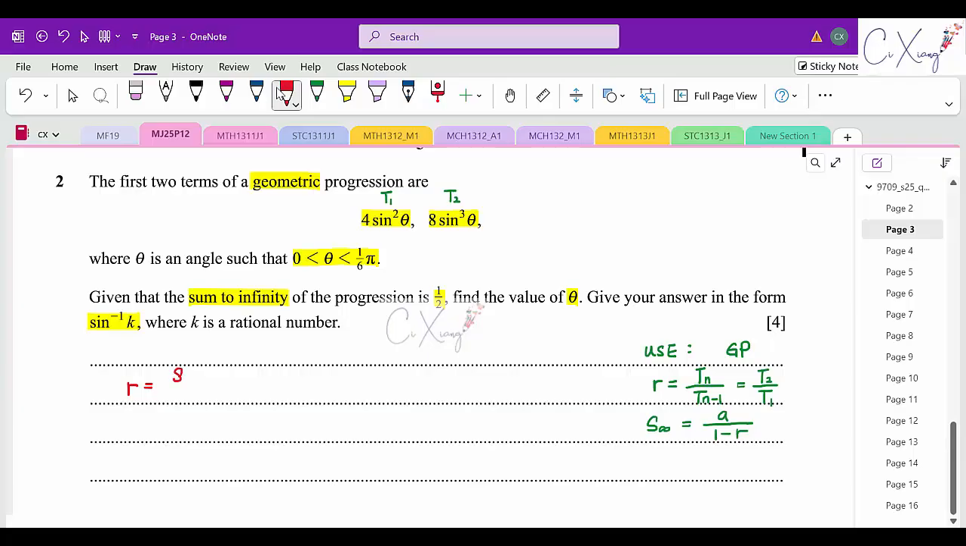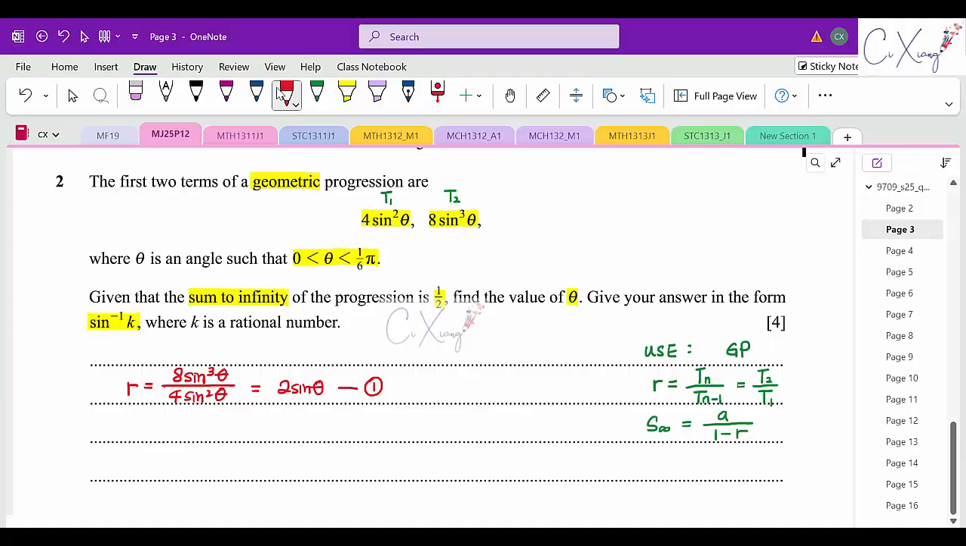So I know that I take the second term, 8 sine power 3 theta divided by 4 sine square theta. When you simplify, what do you get? You'll be having 2 sine theta. And this is your common ratio, okay? But I can't get the value for r and theta for now.